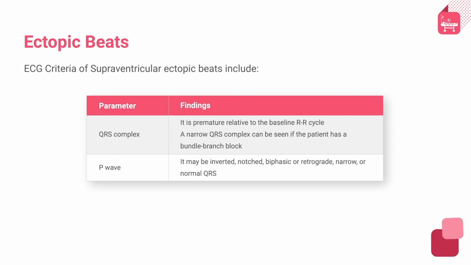ECG criteria of supraventricular ectopic beats include: the QRS complex is premature relative to the baseline RR cycle. A wide QRS complex can be seen if the patient has a bundle branch block. The P wave may be inverted, notched, biphasic, or retrograde, with a narrow or normal QRS.